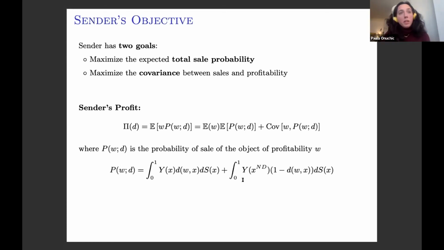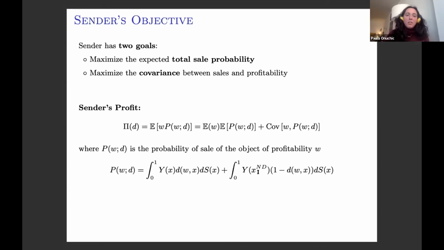Or, on the other hand, it might be that the sender chose not to disclose this realization to the receiver. That happens with probability 1 minus D. In that case, the receiver thinks that the quality of this object is X of non-disclosure, X_ND, and so he buys whenever his outside option is less than X_ND. And of course, this X_ND, the disclosure rule is inside there, so this is an endogenous object itself.